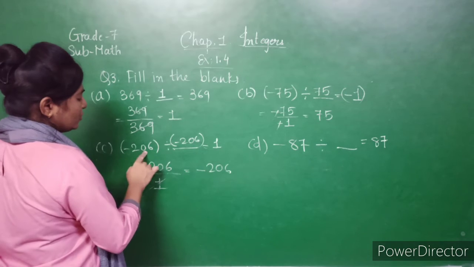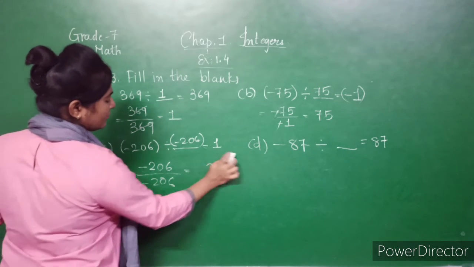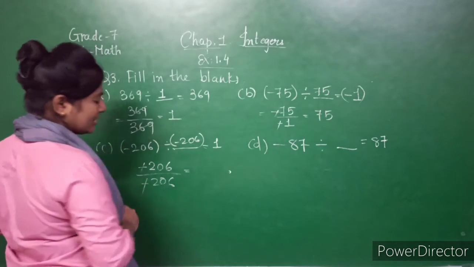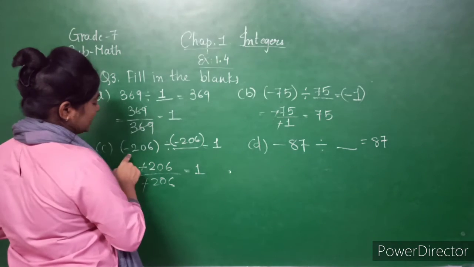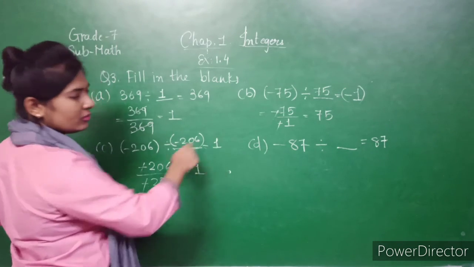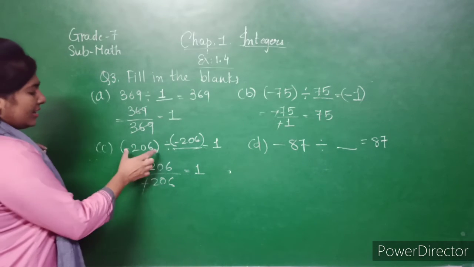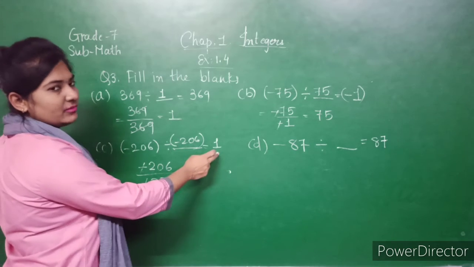Because minus 206, if we divide it with minus 206, this minus and minus will be cut. So here we got 1. So here in LHS minus 206 divided by minus 206 we got 1. So if we are taking minus and minus, our answer is in a positive form.